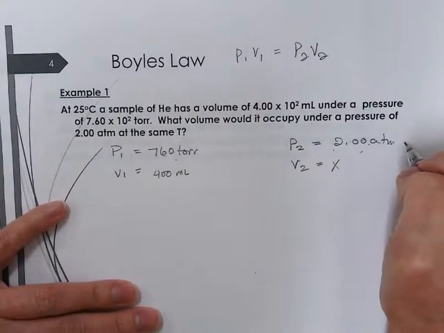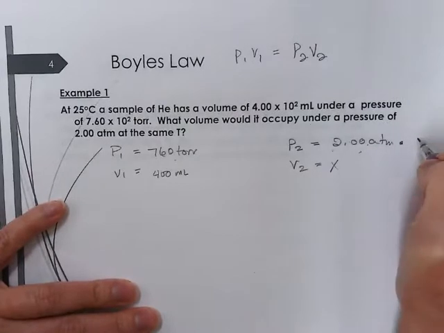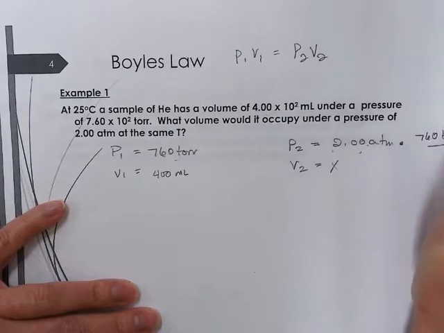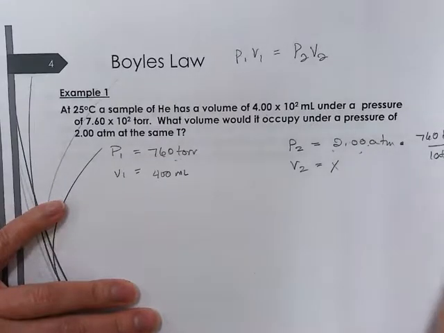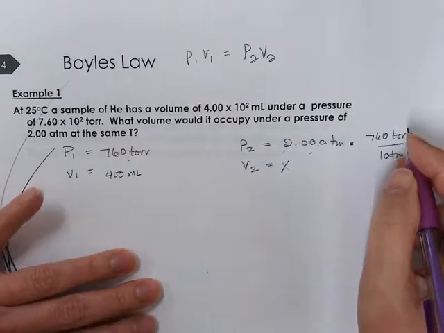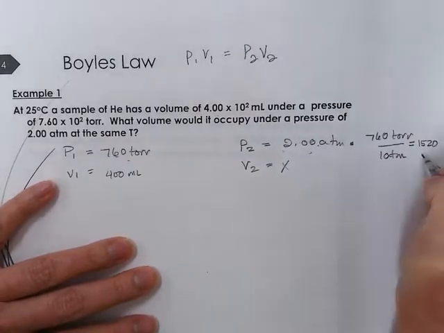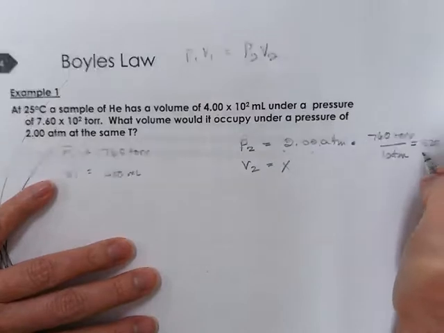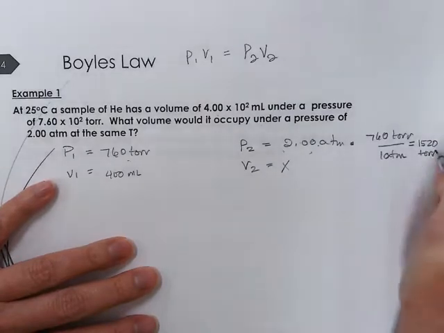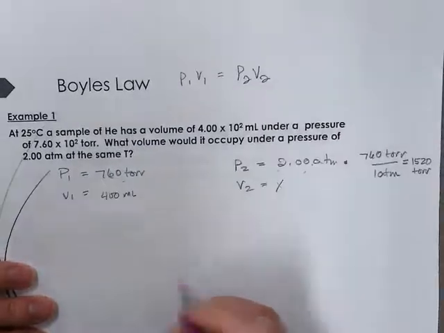So I'm just going to go ahead and convert, and it doesn't matter which one you convert, the math works out the same. I'm just going to use the 760 torr for every 1 atmosphere, and I'm going to get 1,520 torr. Okay? Now we can solve the problem.